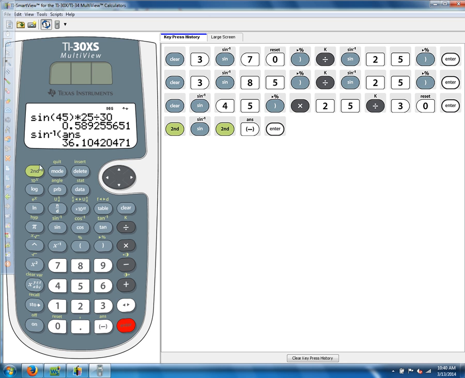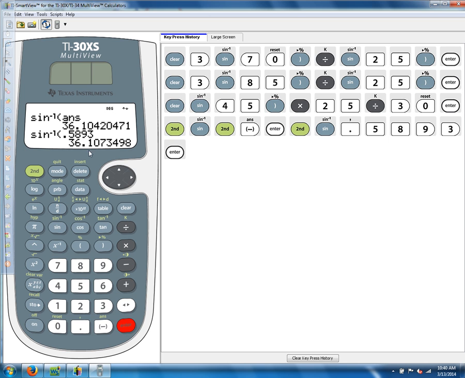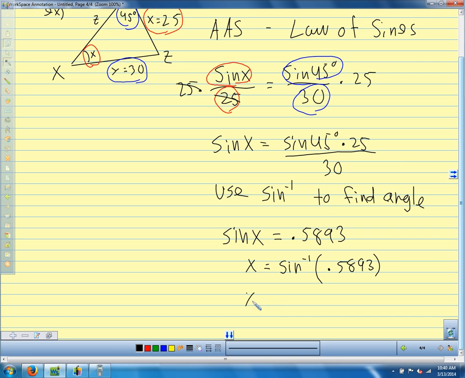And I could also just plug it in: inverse sine of 0.5893, which is what we wrote down. And I get 36.1. So we go back here, and x equals 36.1 degrees.